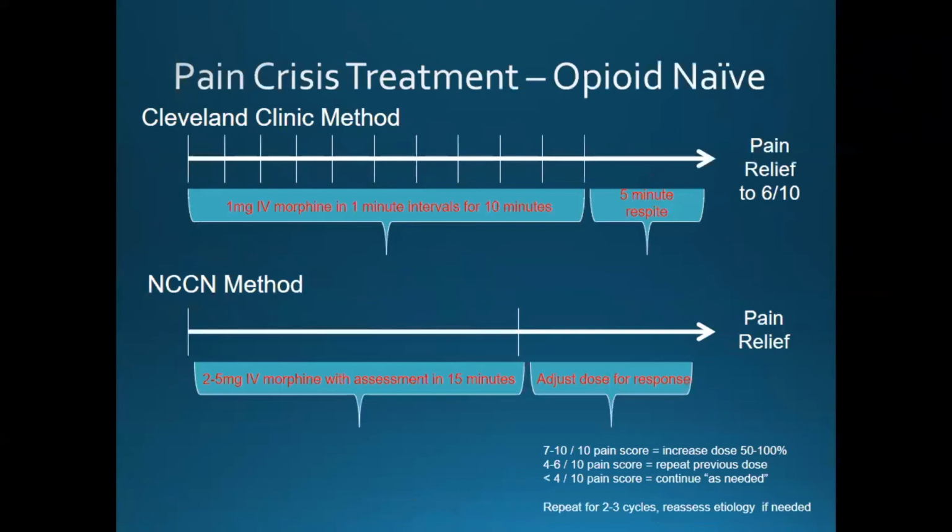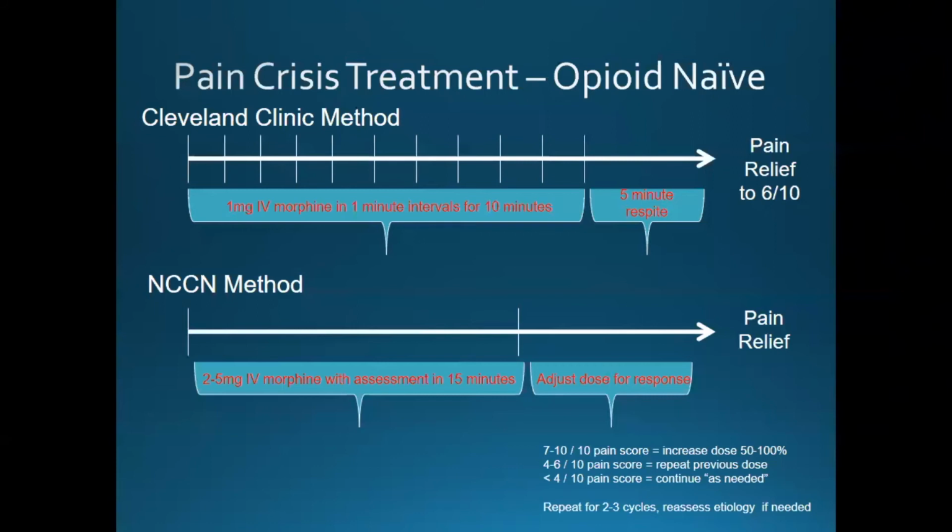And you guys will hear this term a lot in HemOnc. NCCN stands for the National Comprehensive Cancer Network. That is basically the Bible, the guidelines around cancer management in the United States. So if I were you, I wouldn't even pay much attention to the Cleveland Clinic method. I just want you to know it exists.